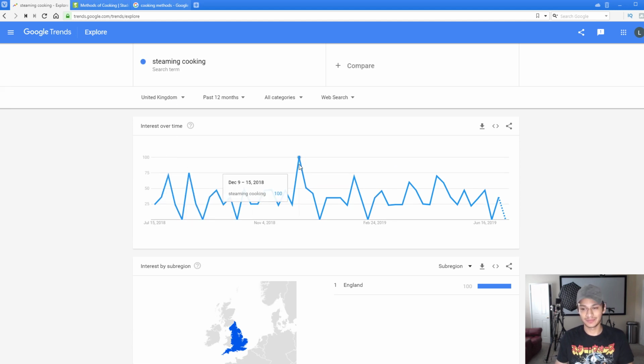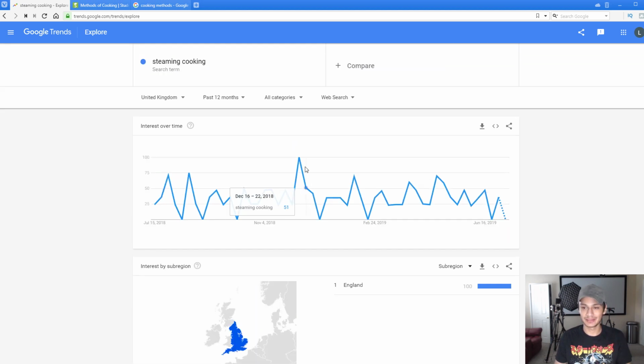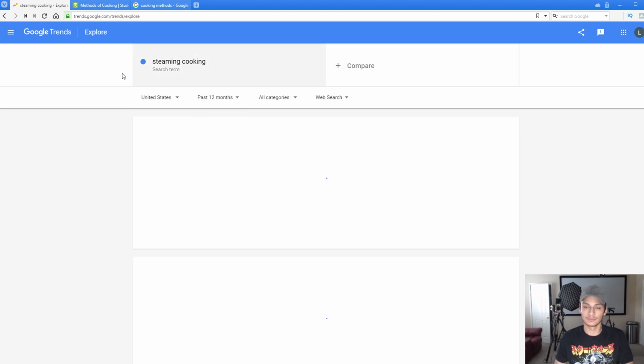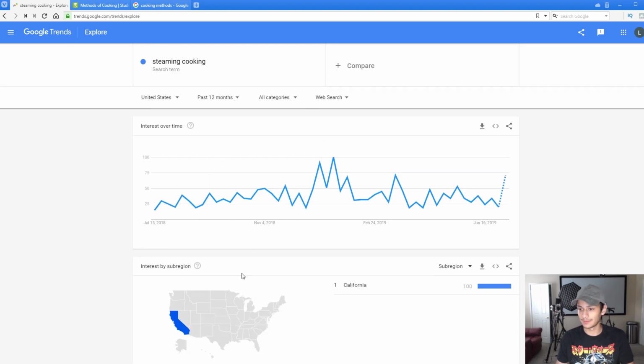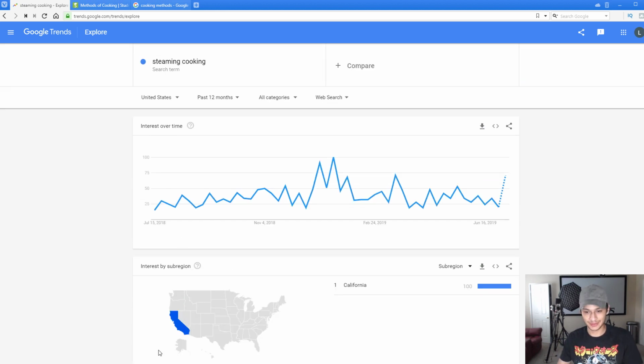Okay, December, but I'm not sure how I feel about this one. Carrot grilled steaming. Yeah, I'm not sure how I feel about steaming. It's a little bit all over the place, and I'm not sure why that is. I will probably look into that a little bit more. Let's try the United States. We pretty much only get California. That's weird. All right, so I'm gonna have to look into it.